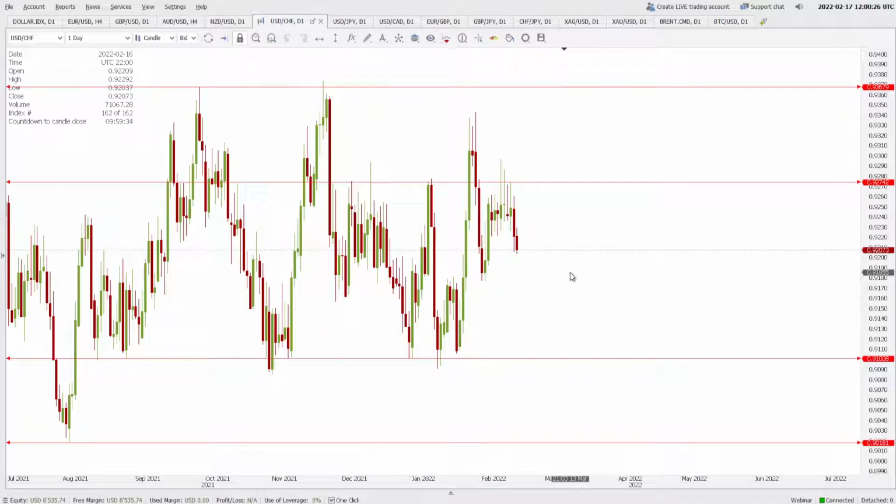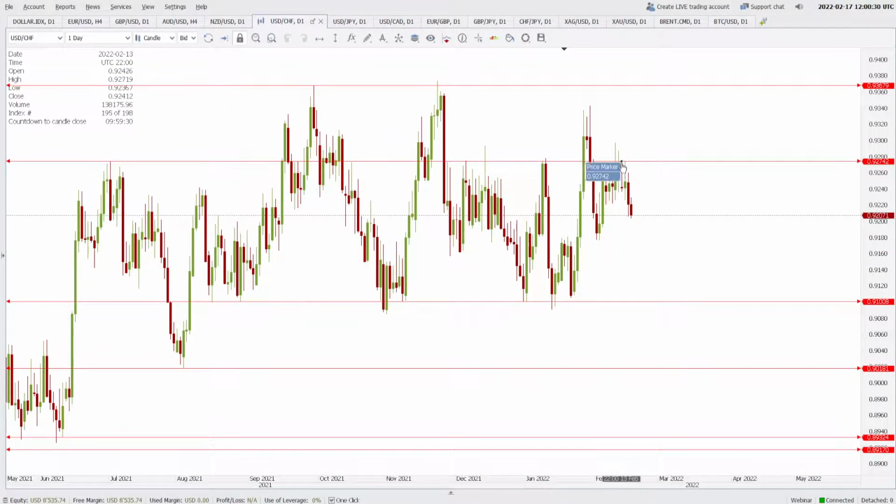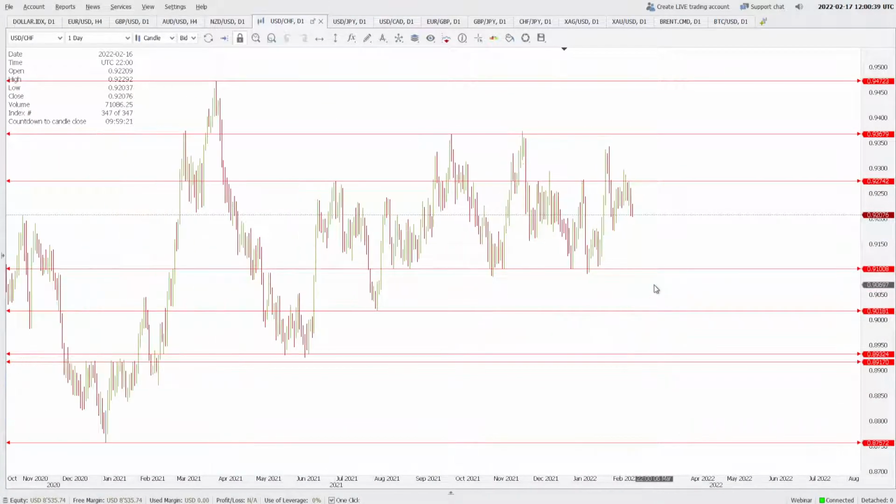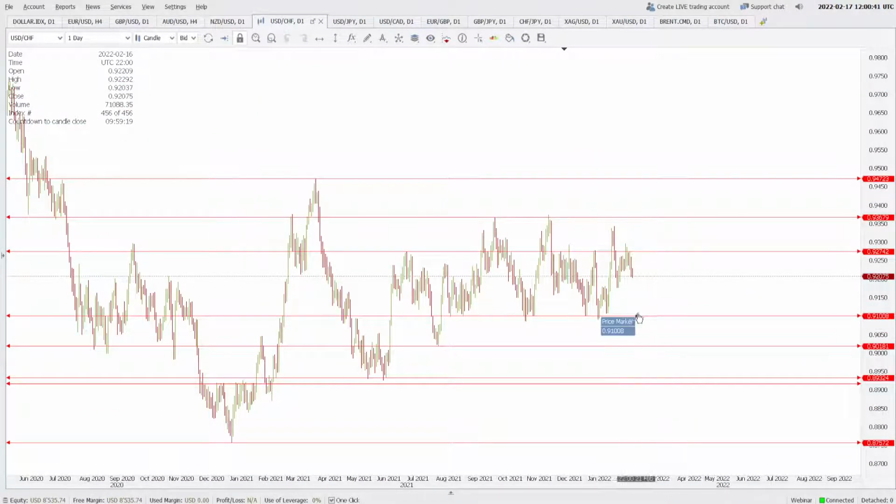USDCHF seems like the buyers are not interested near 0.9274 and the sellers are jumping in. Now the target for the sellers in this market should be 0.9100, and that is a place where, if I want to buy, I will be trying to open my buy positions in this region of 0.9100.